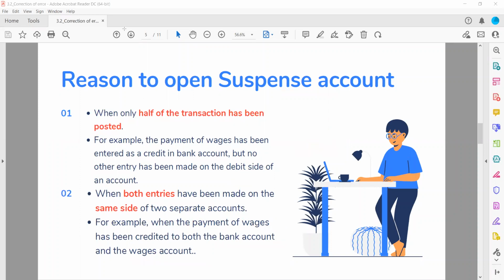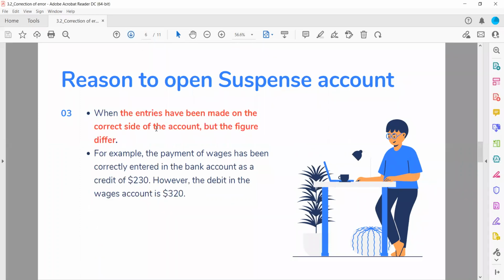Okay, next. Others. When the entry has been made on the correct side of the account, but the figures differ, it means that the debit amount is different from the other side. For example, the payment of wages has been correctly entered in the bank account as a credit of 230. However, the debit in the wages account is 320.